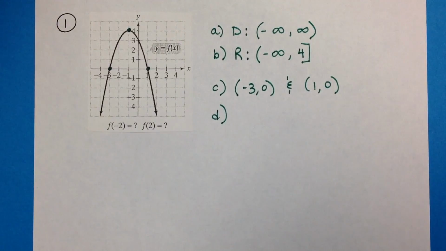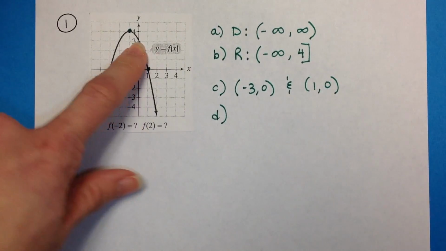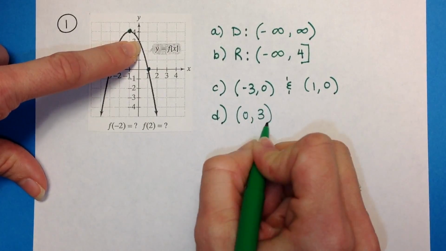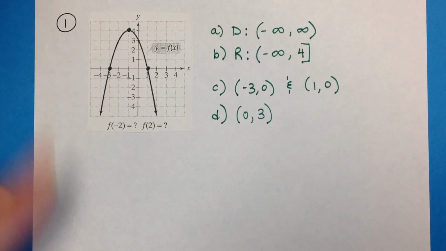D is your y-intercept. So where does your graph go across your y-axis? And that would be at +3. So again, list that as an ordered pair. So that would be (0, 3).